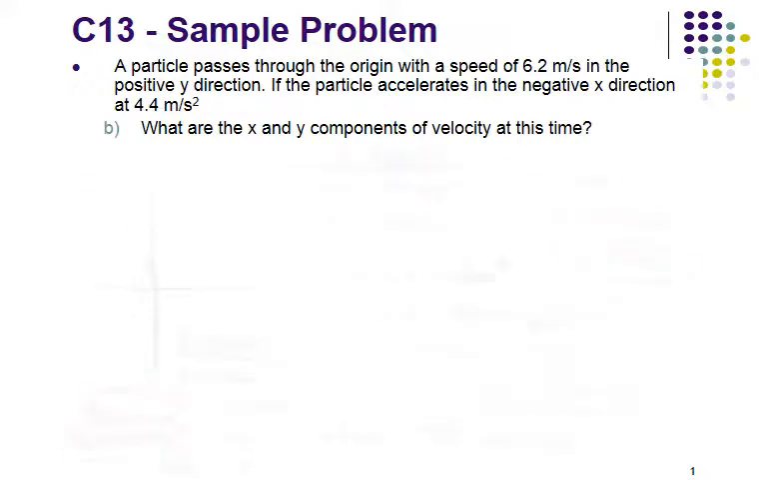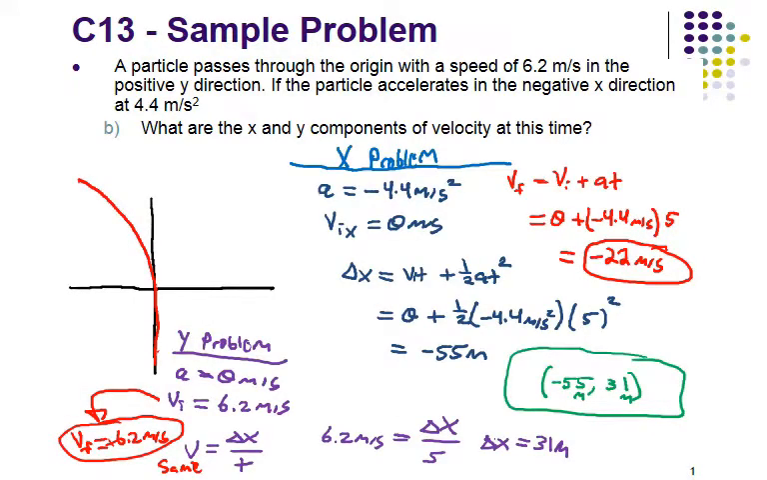Okay, so we can use our constant acceleration equations for our x situation because we do have acceleration. So the final velocity would be negative 22 meters per second. But for our y problem, there's no acceleration in the y, so that velocity stays the same.